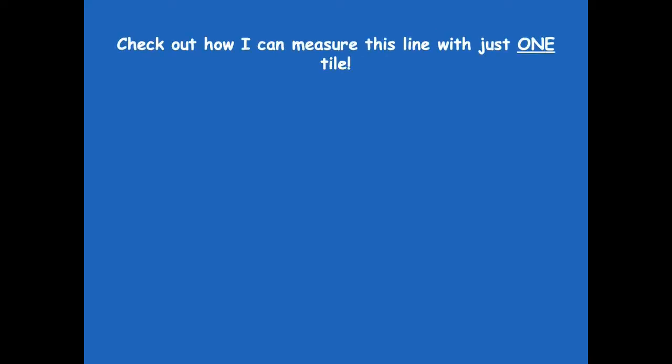So check out how I can measure this line with just one tile. I'm going to use the iteration of this tile. So I'm going to mark my two endpoints, and then I'm going to bring in my tile. So here's my first one. I have to mark at the very end of that tile. And then I move the tile to the very next spot. And notice it's right at the same spot the last one stopped. Okay? And then I'm going to repeat that process and keep moving that tile.